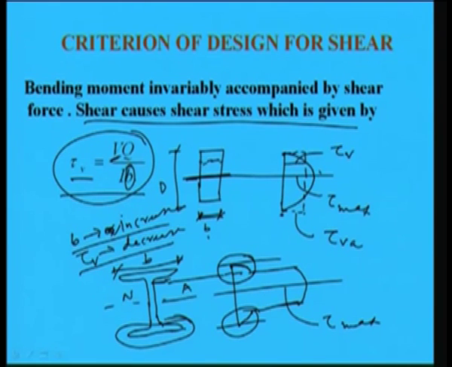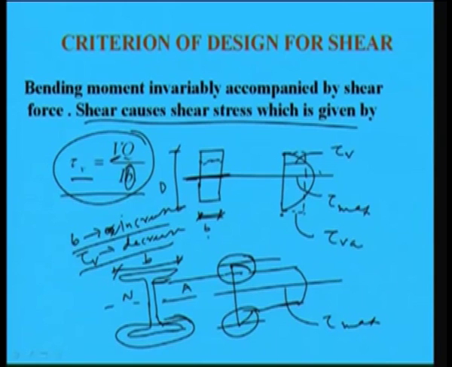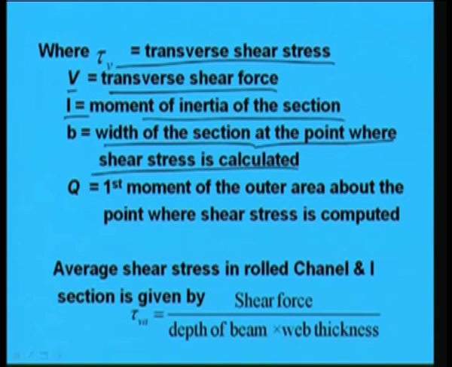Here, what are the parameters in VQ by IB? As we know, B we have told already is the width of the section at the point where shear stress is calculated. If we are calculating shear stress here, then we have to calculate the B here. V is the transverse shear force which can be calculated from the loading condition, and tau V is the transverse shear stress due to the shear force developed, and I is the moment of inertia of the section, which we can find out. So, in case of developing tau V, V is constant for a particular section, I is constant, varying only B and Q.